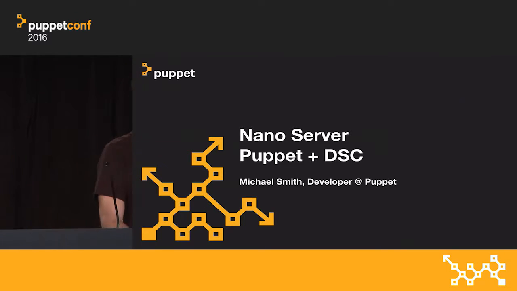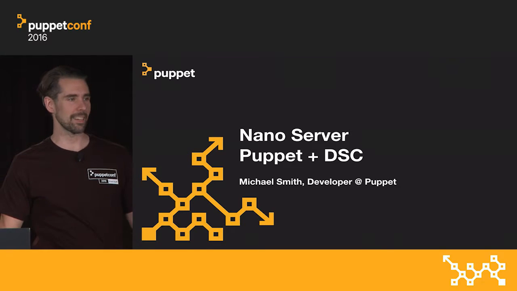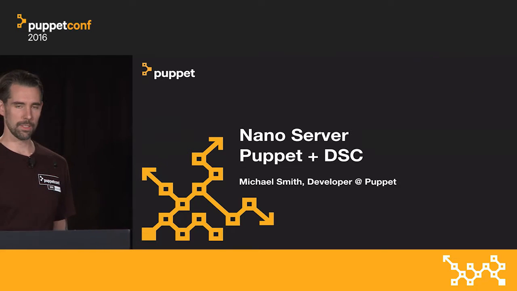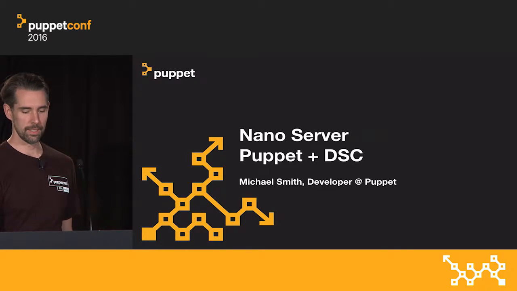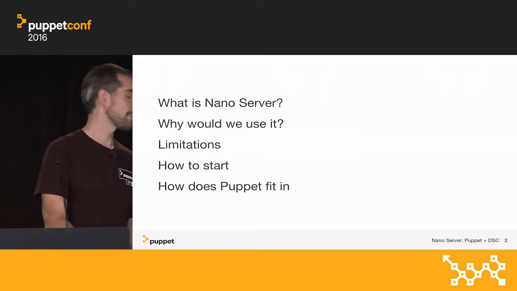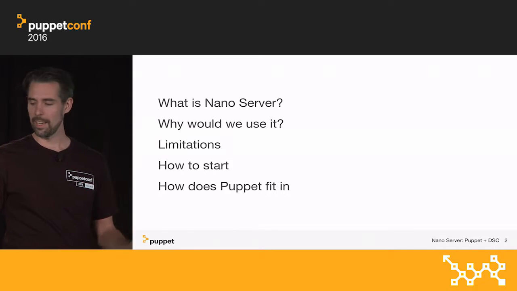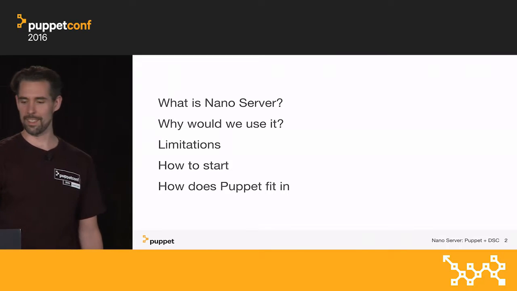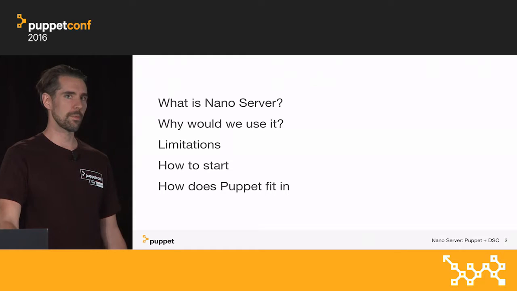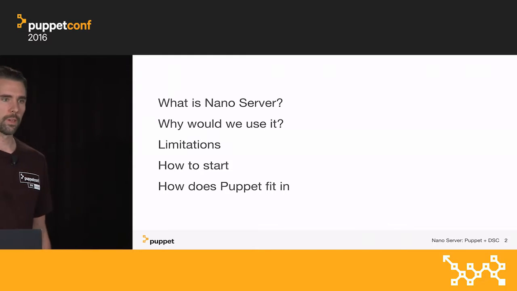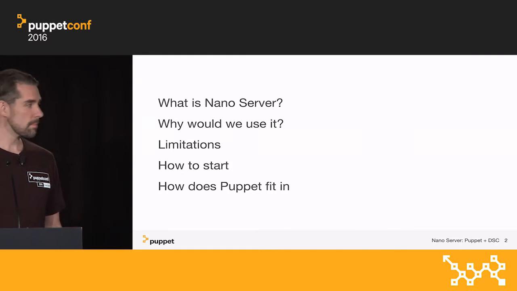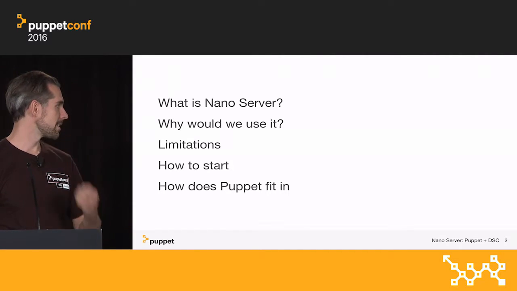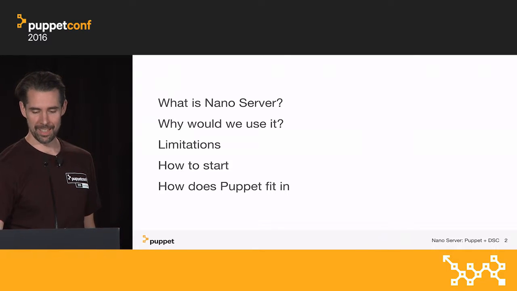What I'm hoping out of this, though, is that I'll get some people interested in Nano Server and maybe want to experiment with it, try and help develop some of the tools around it. So I'll be talking a bit more about what Nano Server is, what some of the things you can do with it are, some of the limitations, because it is a large rethinking of how to run Windows. A couple of ways to get started with Nano Server, and where does Puppet fit into that right now?